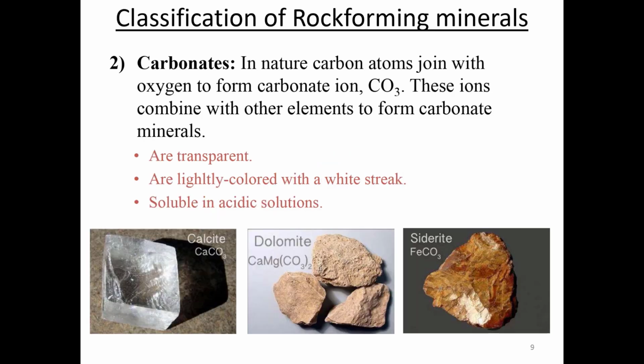2. Carbonates. Formed when carbon atoms join with oxygen to form the carbonate ion, CO3, which then combines with other elements. Transparent, and lightly colored with a white streak. Soluble in acidic solutions. The examples are calcite, CaCO3, dolomite, calcium magnesium carbonate, and siderite, FeCO3, which are shown below.